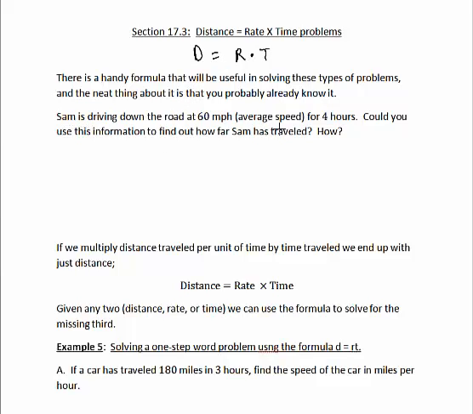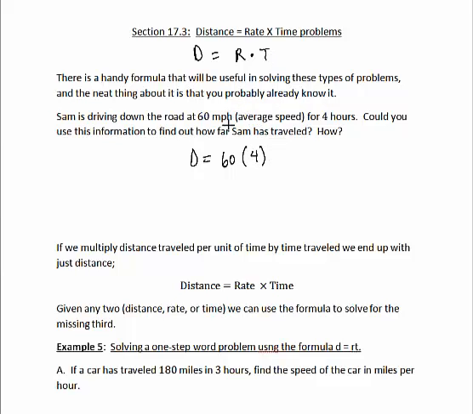We have a simple problem here where Sam is driving down the road at 60 miles an hour for 4 hours. Could you use this information to find out how far Sam has traveled and how? Well, yes, we could. Okay, we can use our formula up at the top. Rate would be the 60. T would be the time, 4 hours.